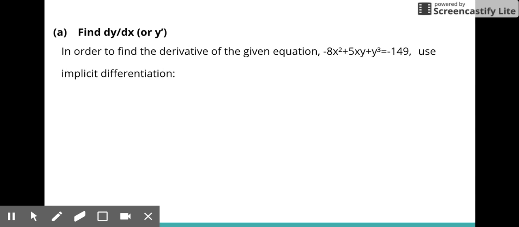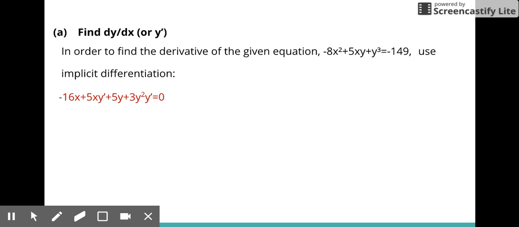of the given equation. In order to find the derivative of this given equation, negative 8x squared plus 5xy plus y to the third equals negative 149, we are going to have to implicitly differentiate since we are given two variables, both x and y, in this equation. So we're going to get negative 16x plus 5xy prime plus 5y plus 3y squared y prime equals 0. Using the power rule and implicit differentiation, that's how we're going to get the derivative.